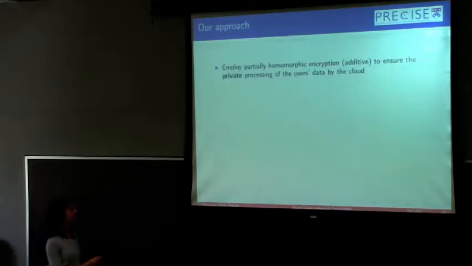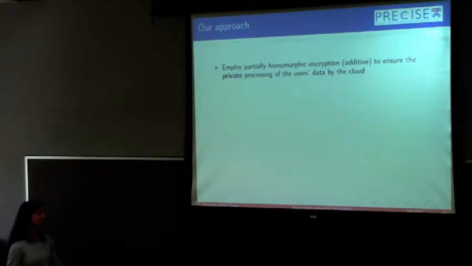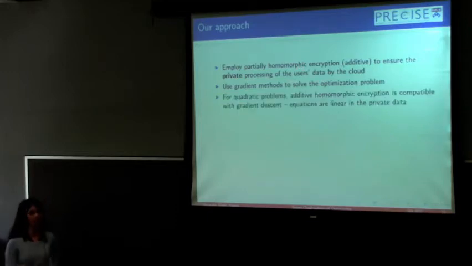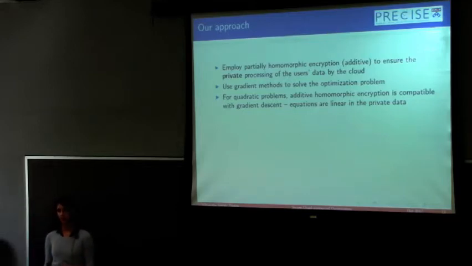So this brings us to our approach, and that I've already hinted to. So we will be using a partially homomorphic encryption scheme on top of gradient methods. And the reason why we chose this particular combination is that for a quadratic problem, the gradient is linear in the encrypted data.